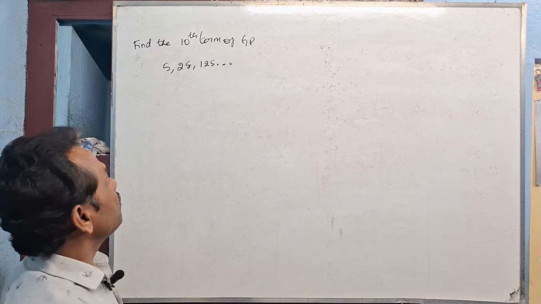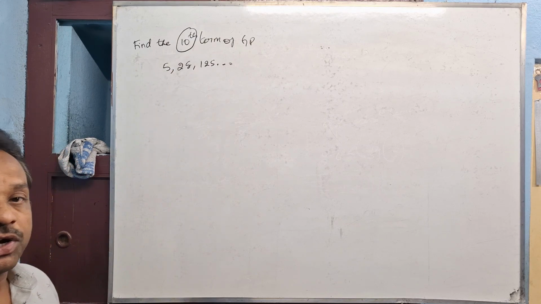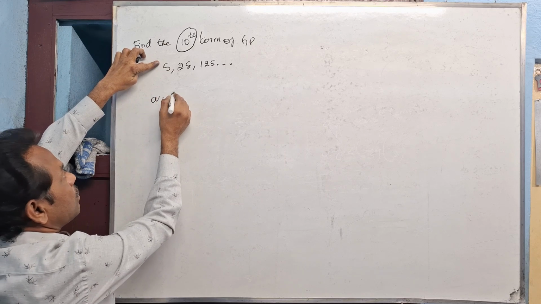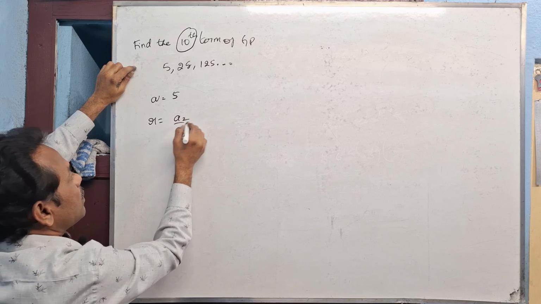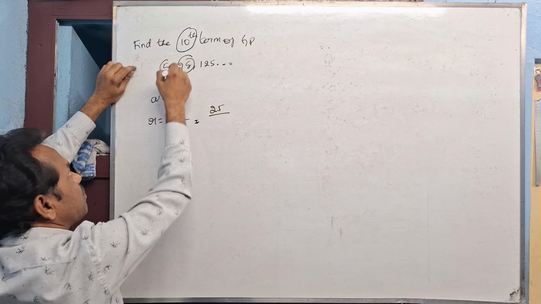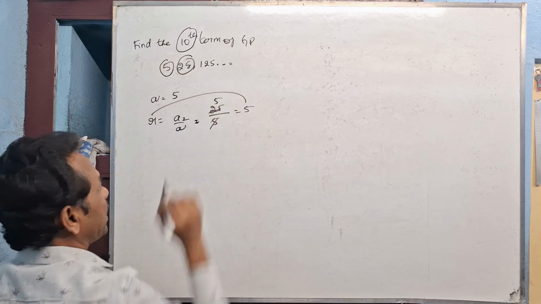In this question, we need to find the 10th term of the GP 5, 25, 125 and so on. Our first term A is 5. The common ratio is A2 by A1. So A2 is 25 divided by A1 which is 5, so the value of R is 5.